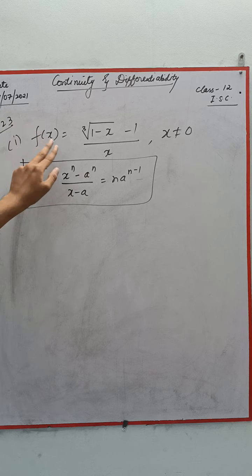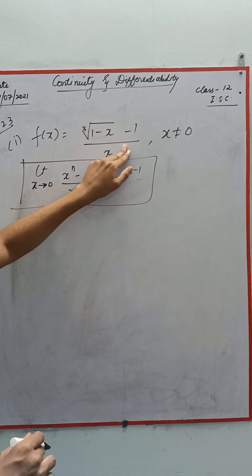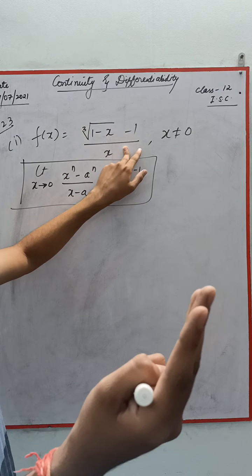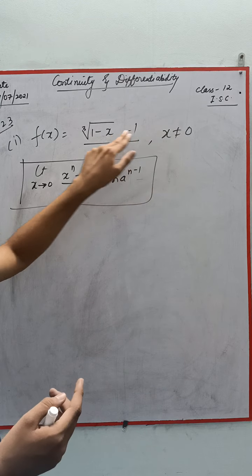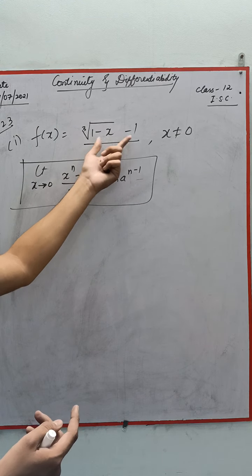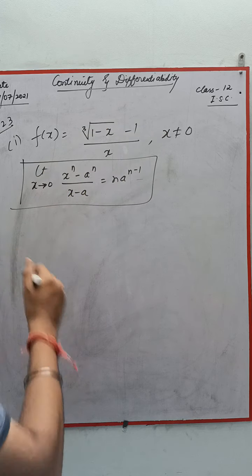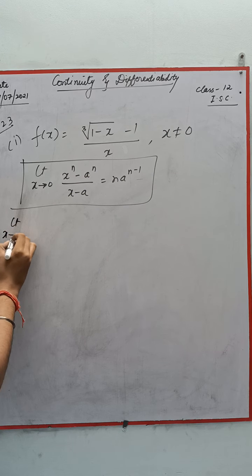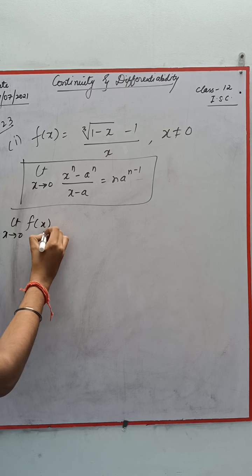I told you that to make this function continuous, its three values should be the same. That means its value on the function, its LHL and RHL. So first of all, let's find the value when x is equal to 0 on this function. That means we are trying to find the limit as x tends to 0 of f(x).